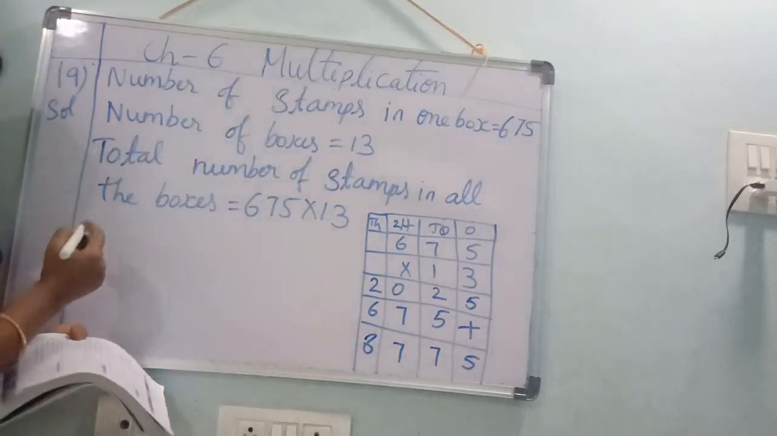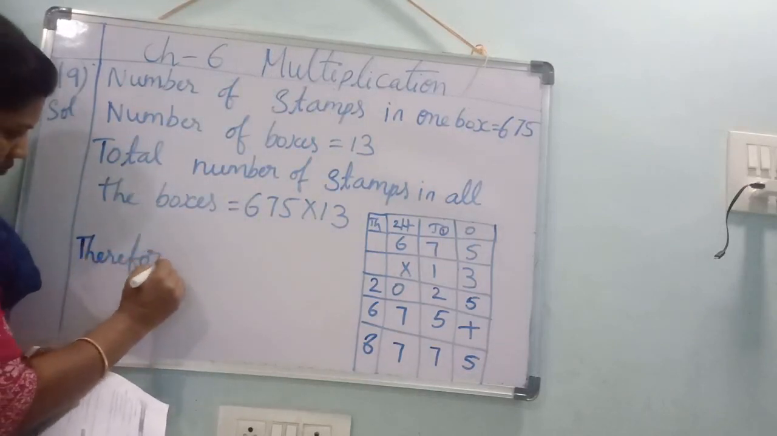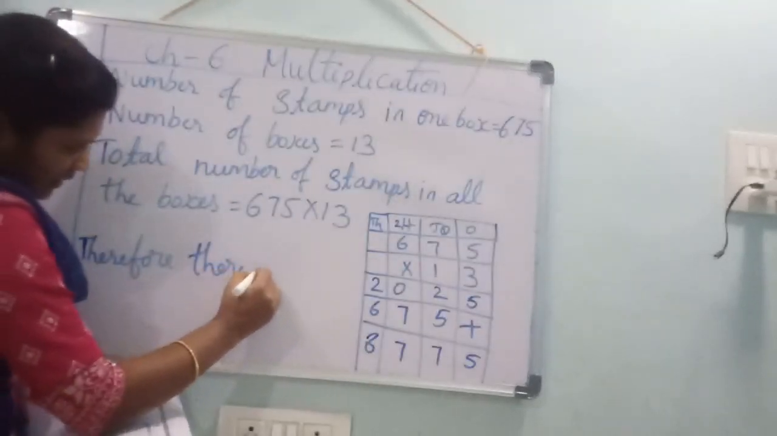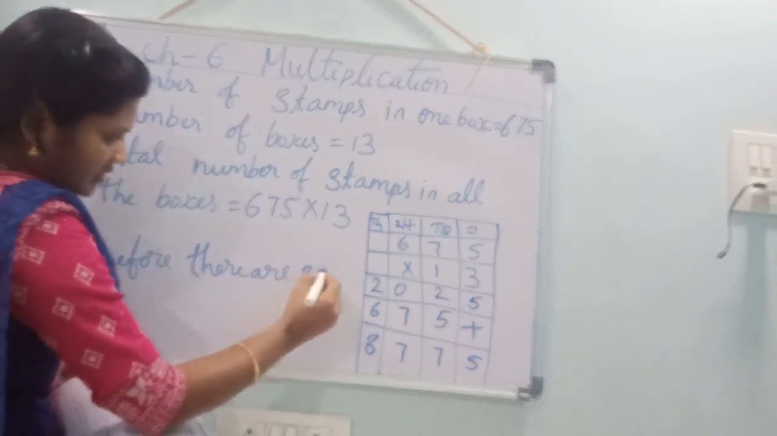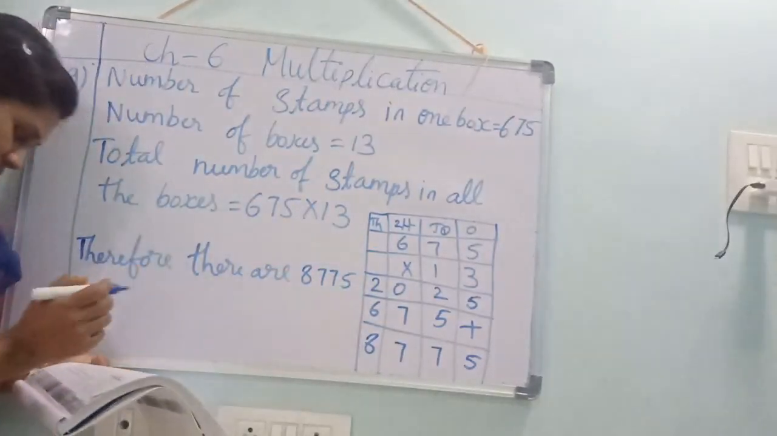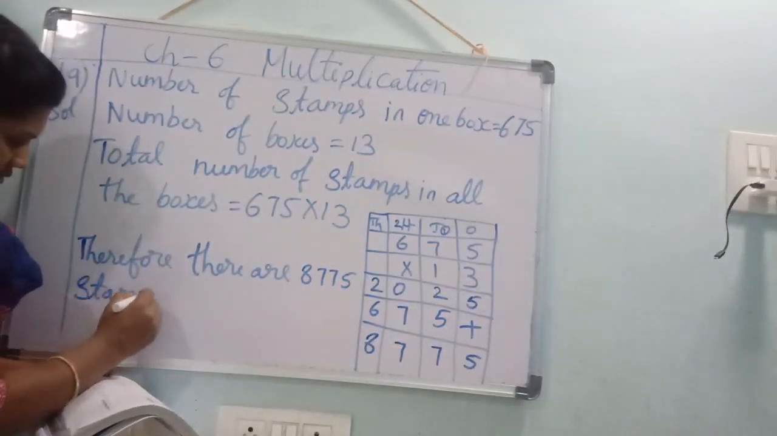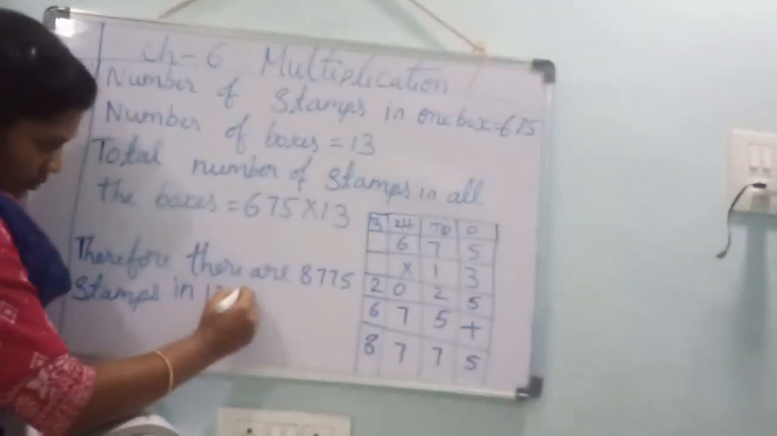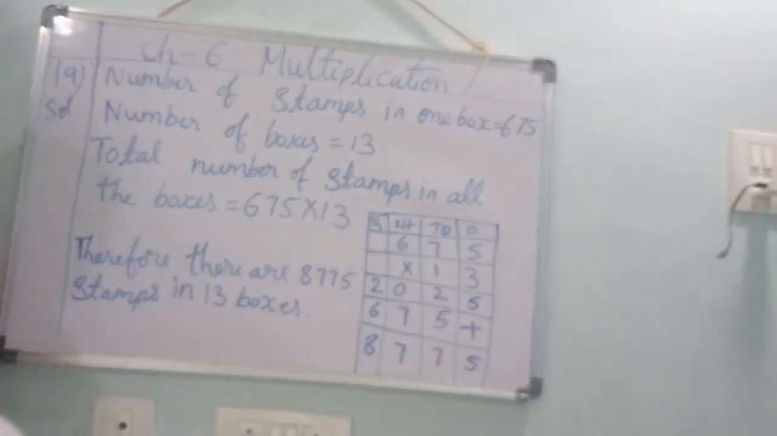Now, therefore, there are 8,775 stamps in 13 boxes. Understood?